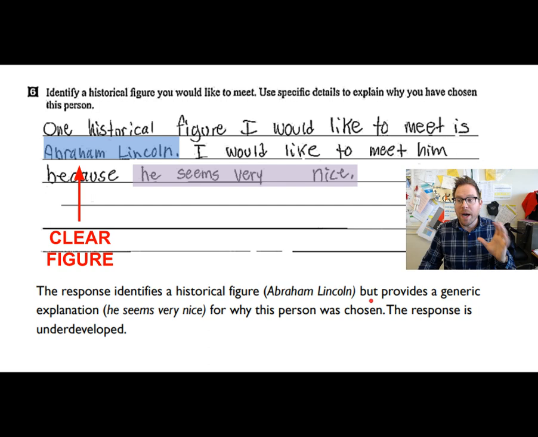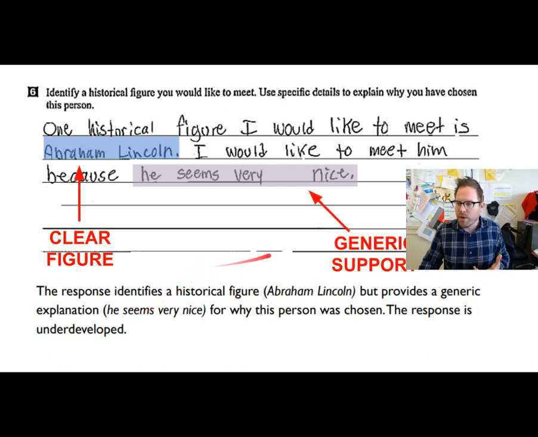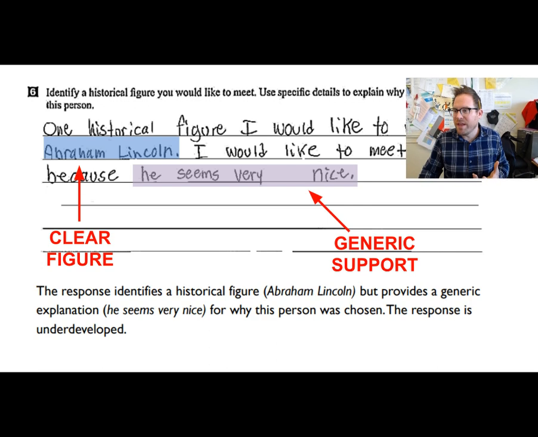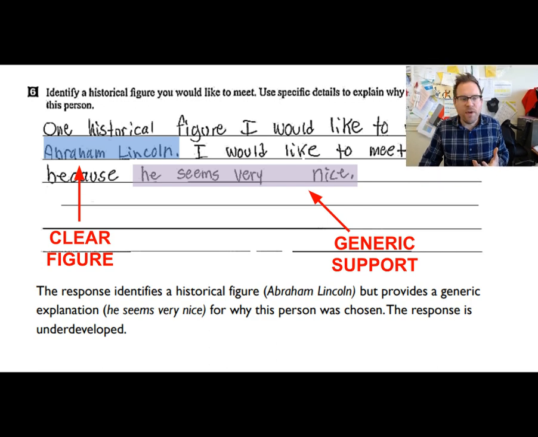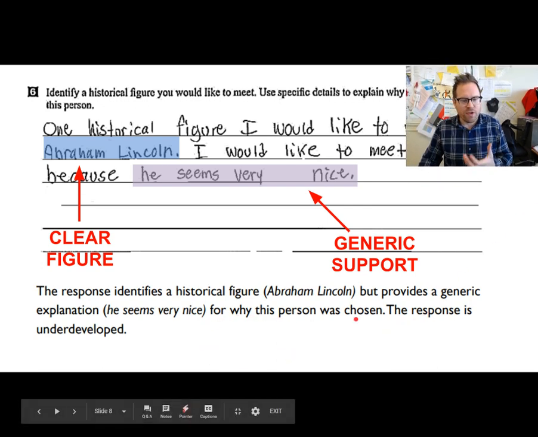But there is a big but here. The but is it provides a generic explanation. "He seems very nice." It's generic support. This could be really about anything. Okay? It seems very nice as to why this person was chosen. The response is what's called underdeveloped.